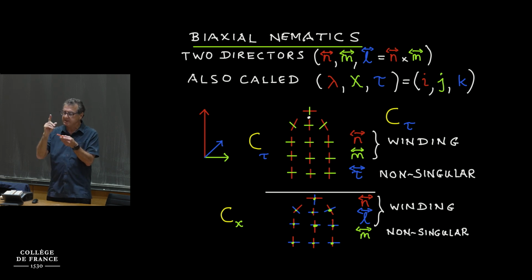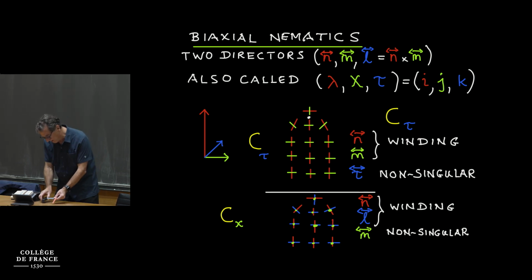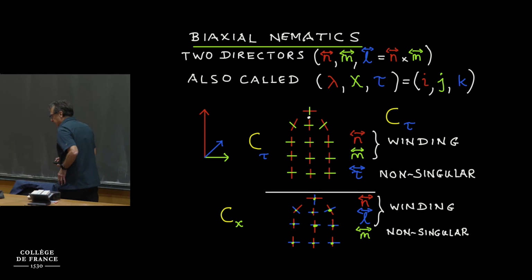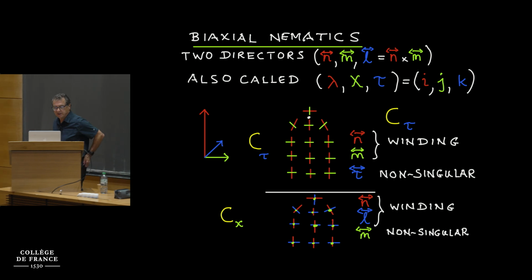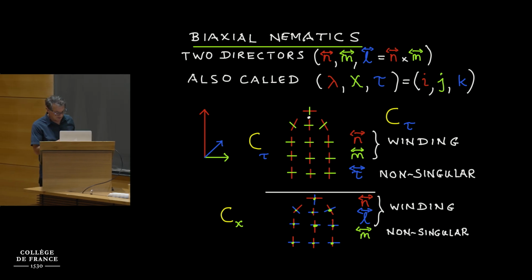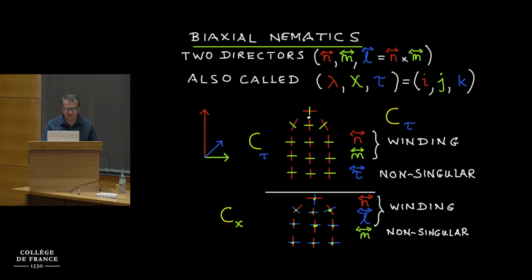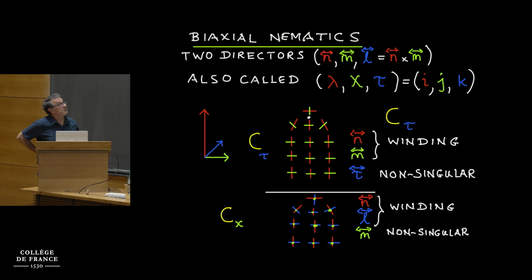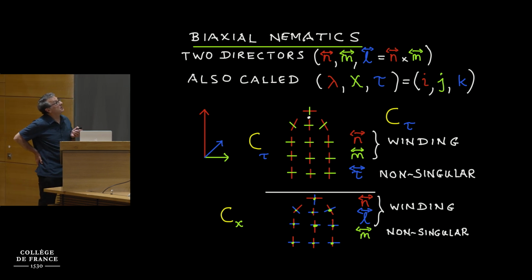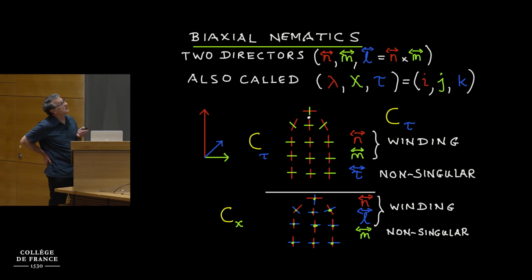So there's two ways in which you can get the two director fields, depending on your interpretation. Now, this structure has really interesting topology. I've put different kinds of labeling here so that you can read the literature if you do. So I can call the three directors N, M, and then the cross product.